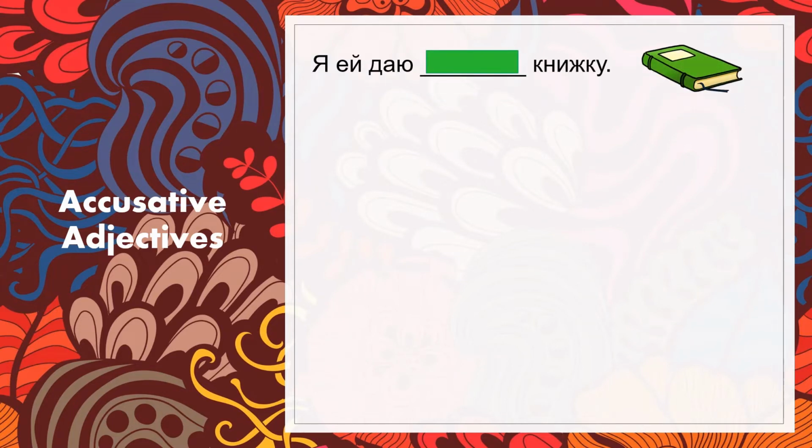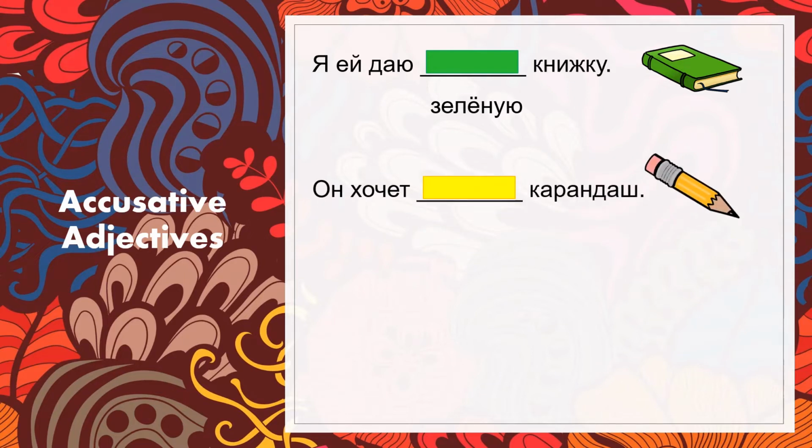Я ей даю книжку. I'm giving her a book. Okay, but what kind of book? The book is green, right? So I want to say, I'm giving her a green book. Я ей даю зеленую книжку. Okay, because книжка is female, so we use the -ую ending on the adjective.